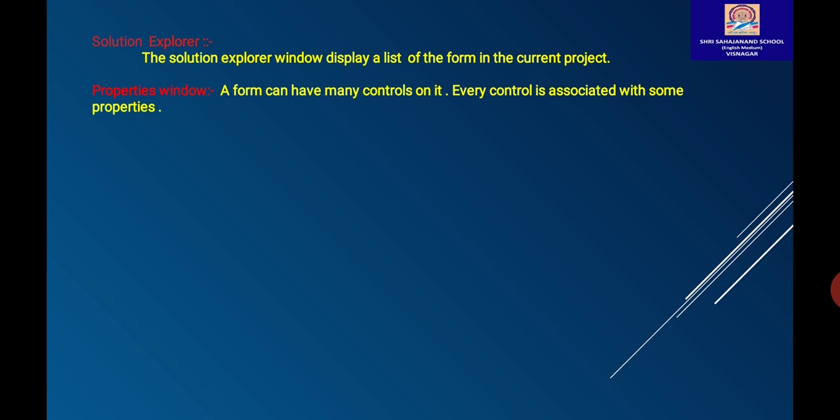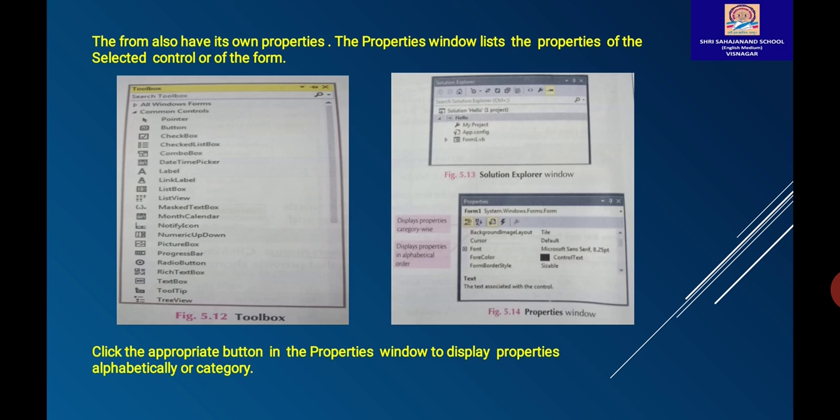Then Properties window. A form can have many controls on it. Every control is associated with some properties. Means when we set any component or control on the form, its related properties open on the right side of the window, and we can set a property of the particular selected control on the form. Now the form also has its own properties. The Properties window lists the properties of the selected control or the form.